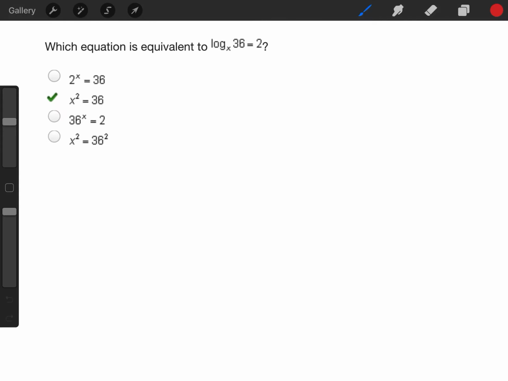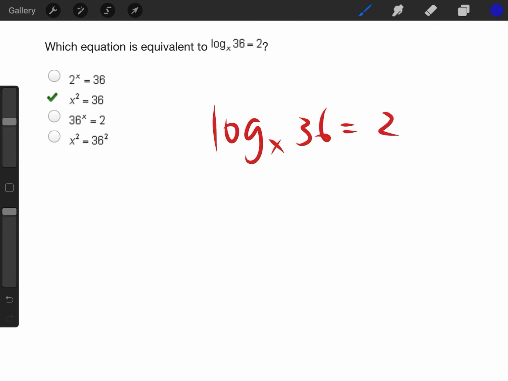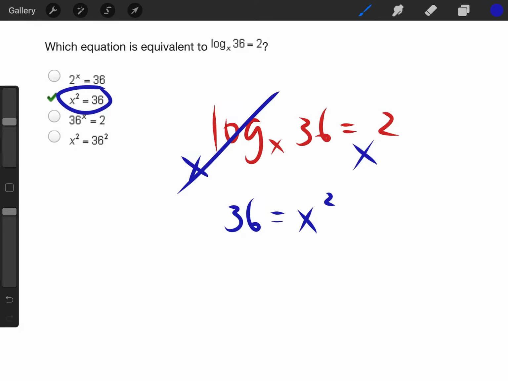All right, which equation is equivalent to that? This is another one. You don't really have to solve much. You know that the base is an x, so you want to put base x on both sides so you can cancel out the log base x. Cancel it out, so you get 36 equals x squared, so you choose the second one.